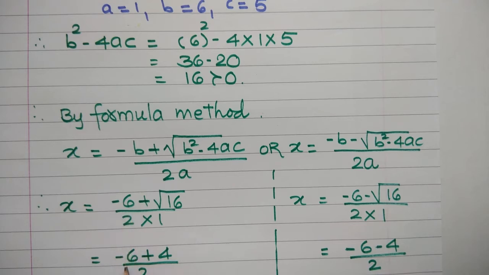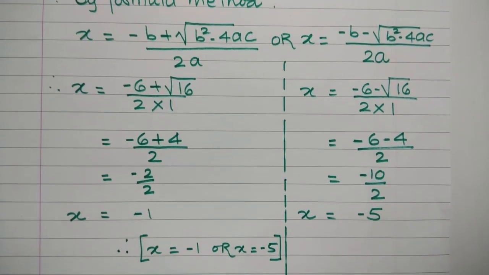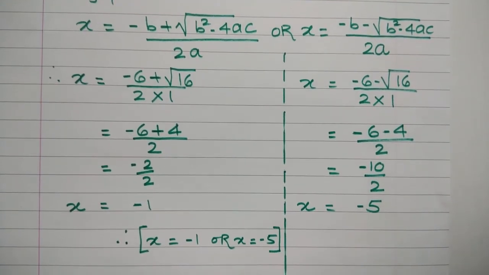Now minus 6 as it is, and taking the square root of 16, it will be 4. Similarly here, the square root of 16 is 4. Minus 6 plus 4 will give us minus 2. Minus 2 upon 2, therefore x is equal to minus 1. Here we have minus 6 minus 4 as minus 10 upon 2. Minus 10 upon 2 is equal to minus 5. Therefore, x is equal to minus 1 and x is equal to minus 5. These are the values of x by the formula.